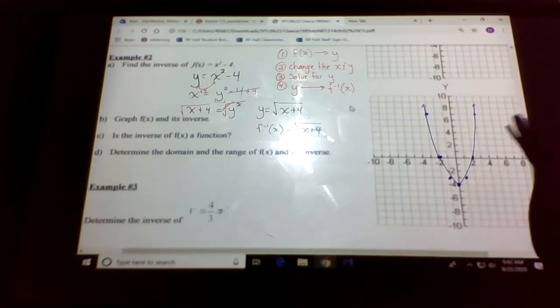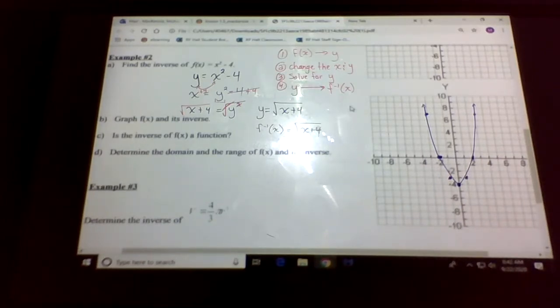Did anyone know that one? Or just didn't want to say it? You knew that one? I know I learned it, I just remember. Just forgot it? Yeah.